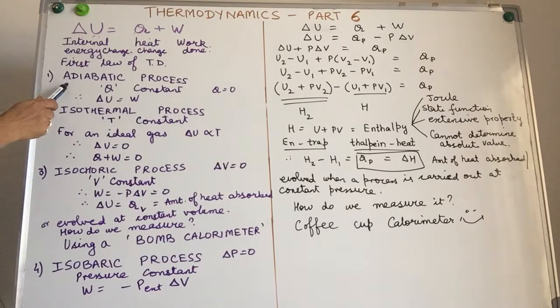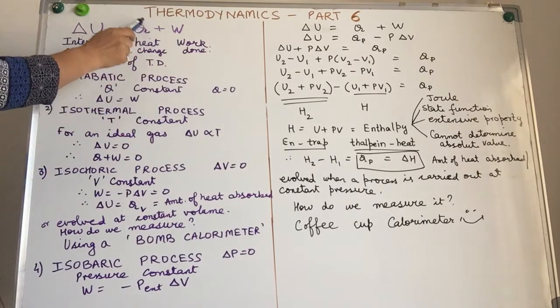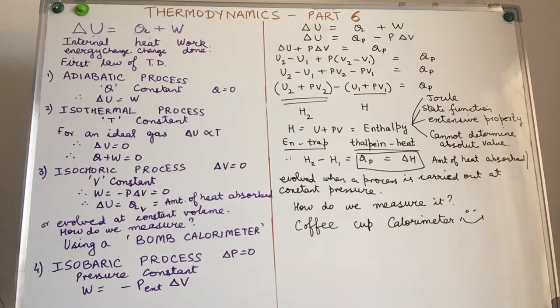What happens if we talk about an adiabatic process, a process where heat remains constant? In this case, Q becomes 0. That means neither heat is absorbed nor evolved. In such a case, the thermodynamic equation for the first law changes to delta U is equal to W.